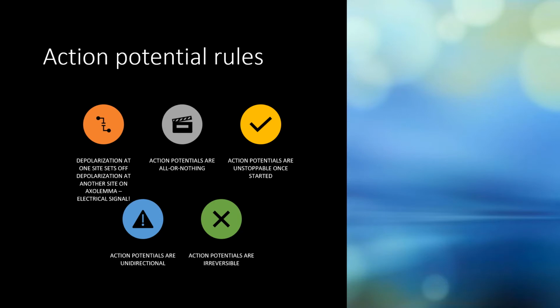So let's lay down some action potential rules before we move forward. Action potentials are all or nothing. They fire completely or not at all. Depolarization at one site will set off depolarization at another downstream site on the axolemma. At the same time, when you have those channels starting to reset and try to go back to normal, the electrical signal can't affect those channels, and it's forcing the signal to go one direction. Once an action potential starts, it cannot be stopped. So you either fire it completely and it goes 100% to completion, or you don't fire it off at all. They're unidirectional, as we mentioned, and they are irreversible. Again, once you've started it, you can't stop it, you can't turn it backwards, and you can't undo it.